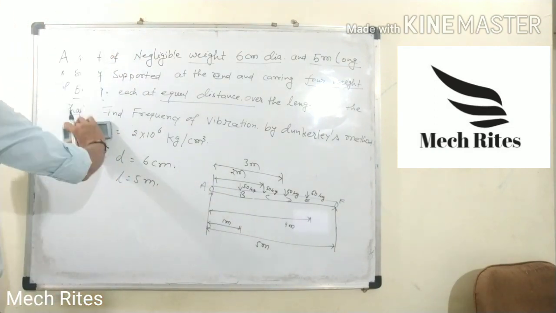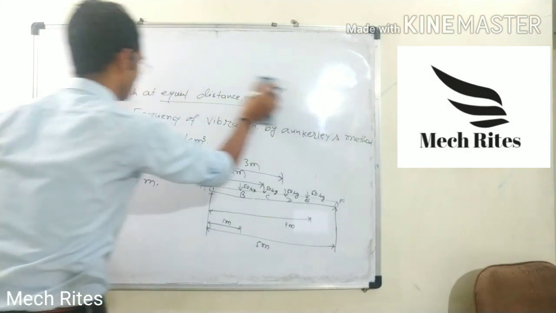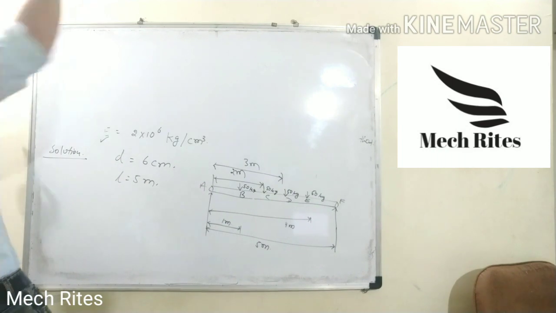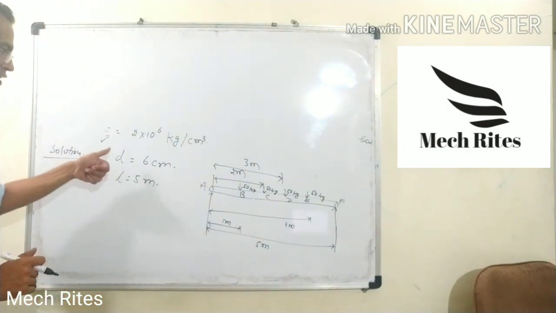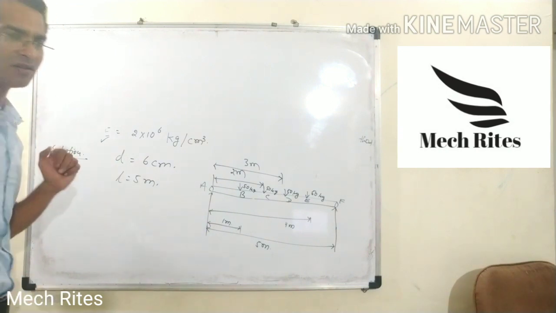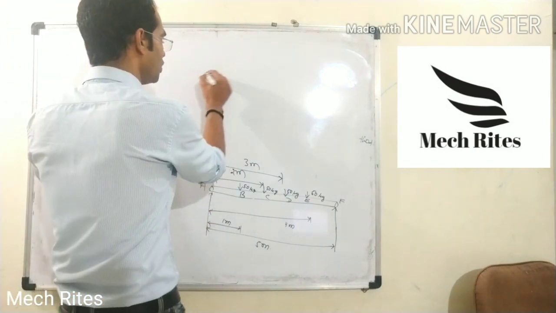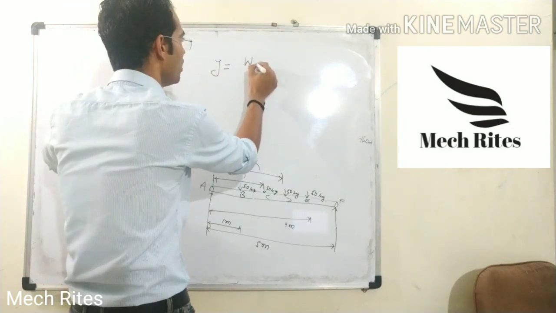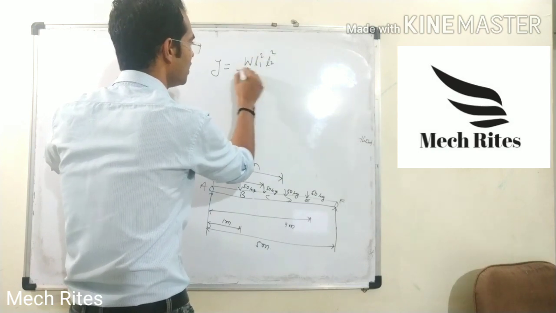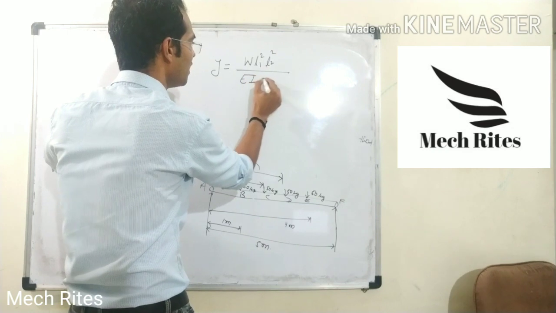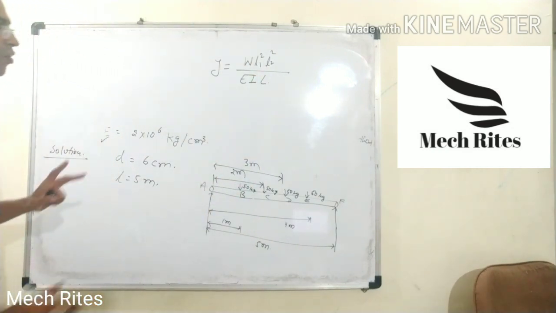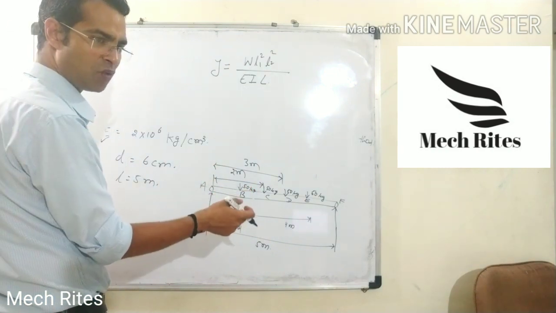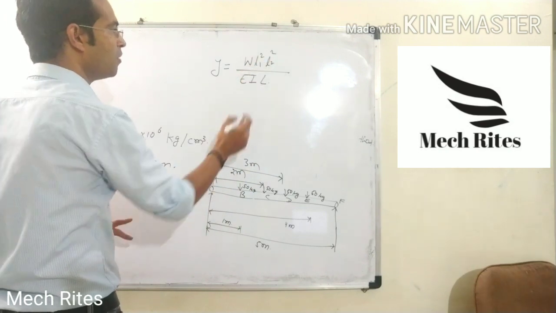First of all, we don't need the question text now, because everything is written here and all the data I have taken, so no need to see the question now. First of all, how to solve with the help of Dunkerley's method. So what is the formula of Dunkerley's method? We know that the formula is omega y equal to weight W L1 square L2 square divided by 3EIL. So we have L, we have E, we have the weight W, that is 50 kg multiplied by 9.8, and L1 and L2, but we don't have I.